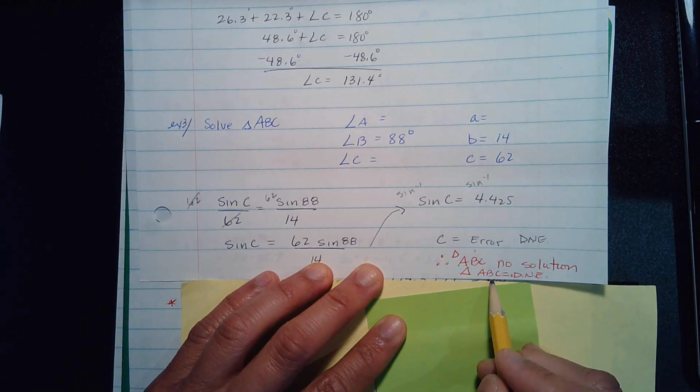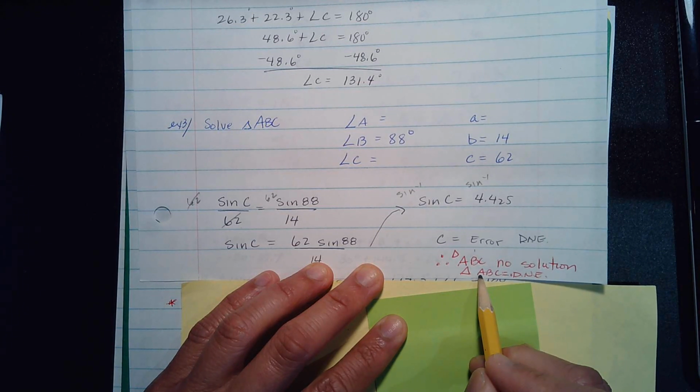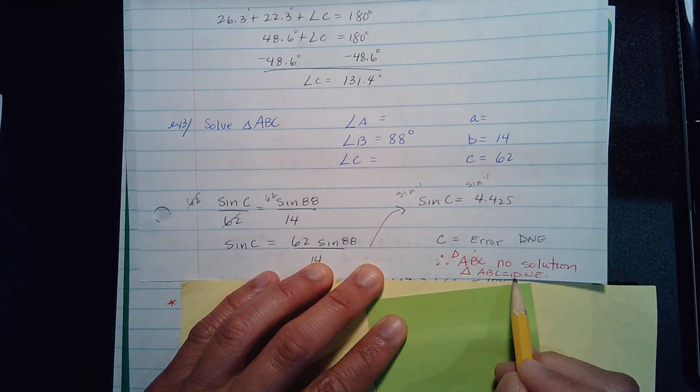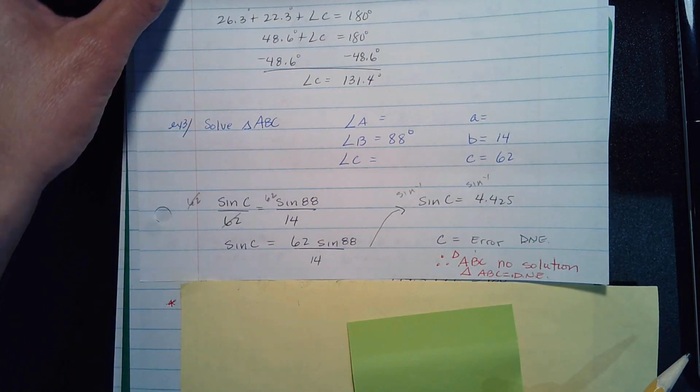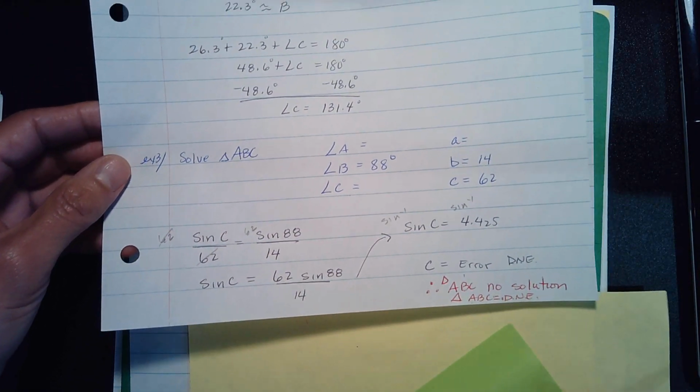Okay, so that's pretty funny. This is coincidental. Triangle ABC does not exist. It's the same as that. Okay. All right, that's example 3.